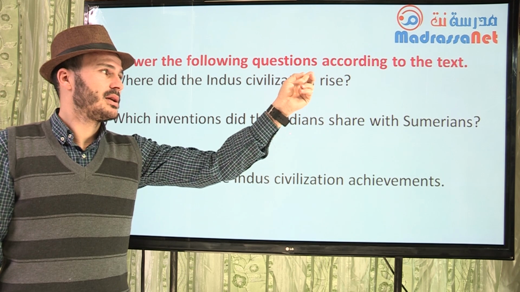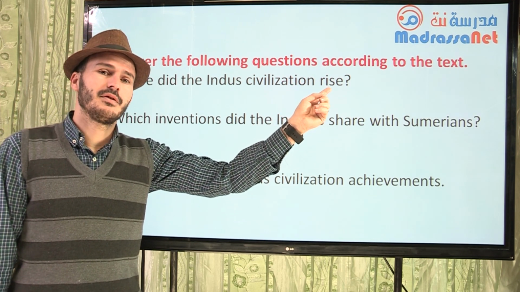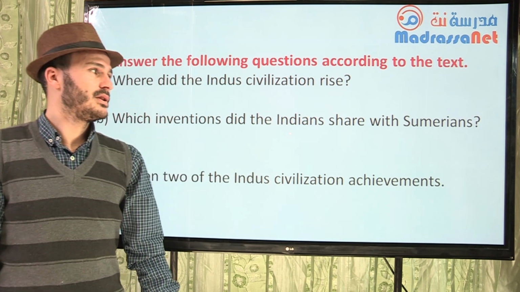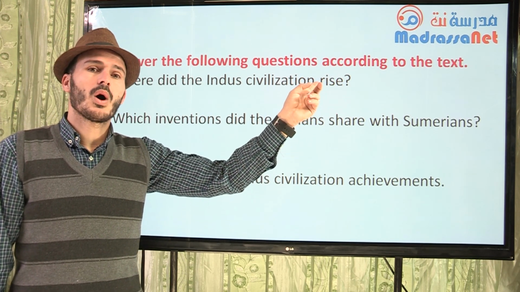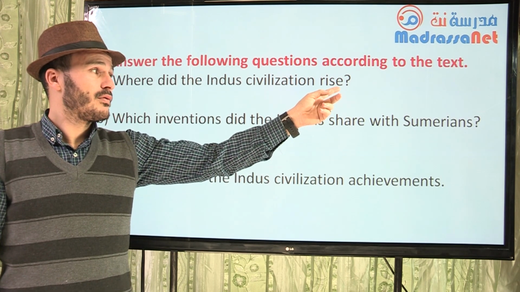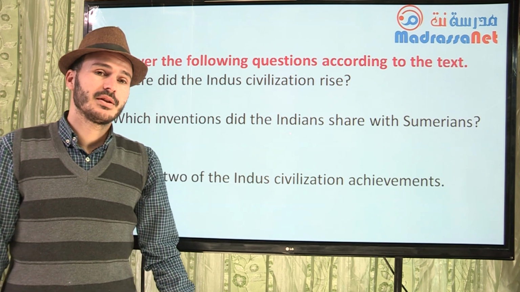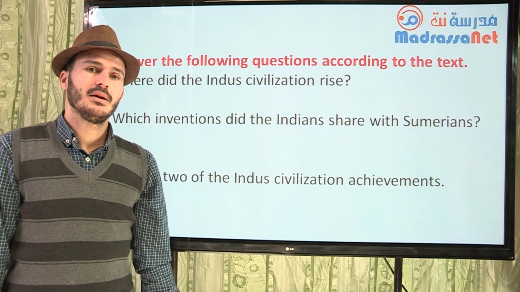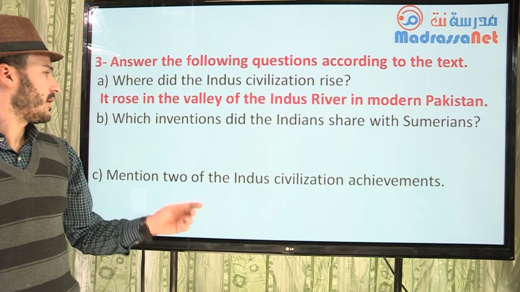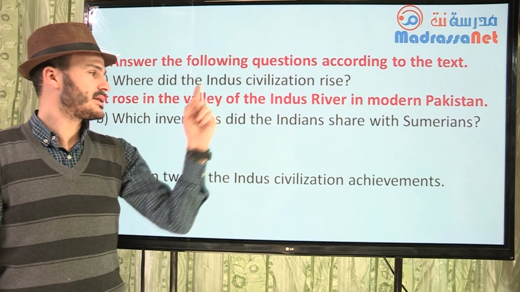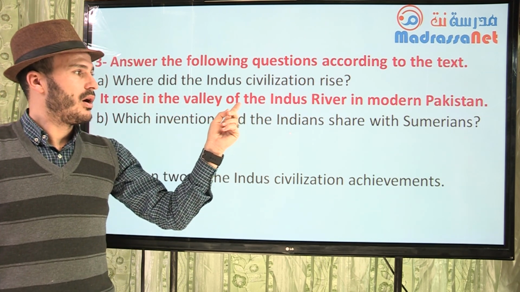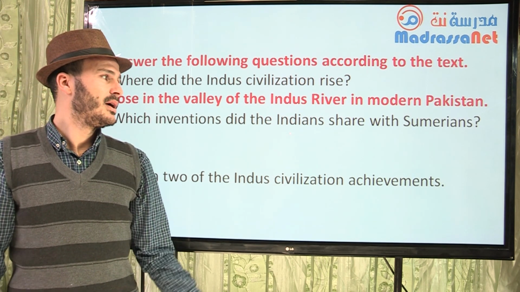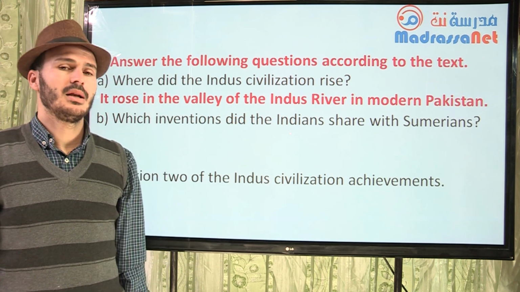The word rise appears again. We already explained this word in a previous video, the link of which you will find in the description right under this video. So where did the Indus civilization rise? The answer is: it rose, past simple of rise, in the valley of the Indus River in modern Pakistan. So this civilization rose in what is known today as Pakistan, on the Indus River.